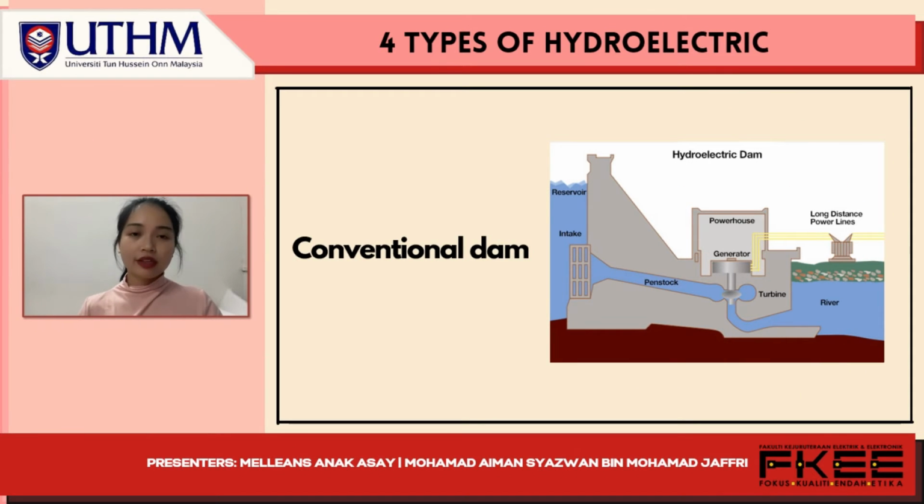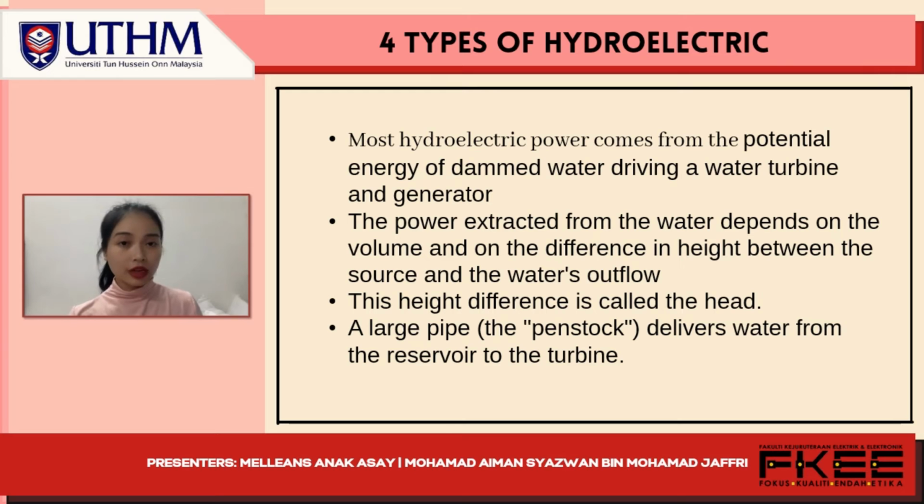The first type of hydroelectric that I will be presenting is the conventional dam. Most hydroelectric power comes from the potential energy of dam water driving a water turbine and generator. The power extracted from the water depends on the volume and on the difference in height between the source and the water's outflow. This difference in height is called the head. And then there's another pipe which is also called the penstock. It delivers water from the reservoir to the turbine.